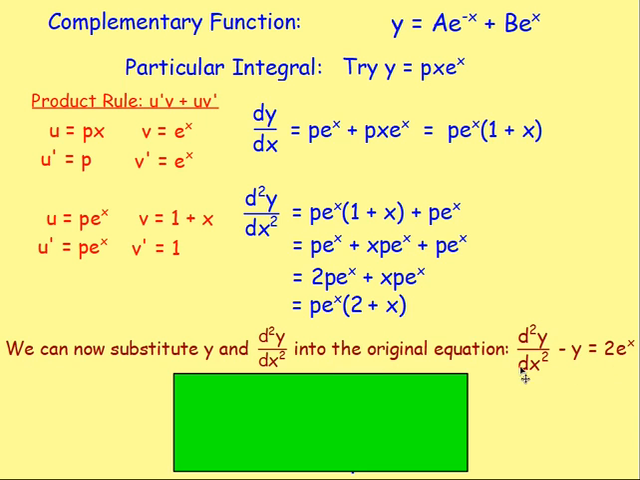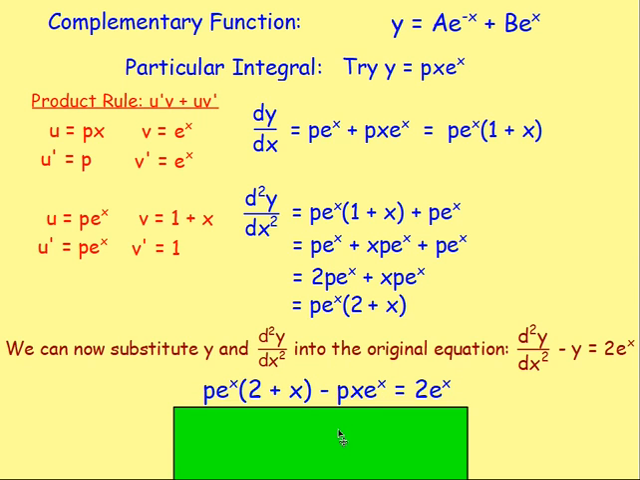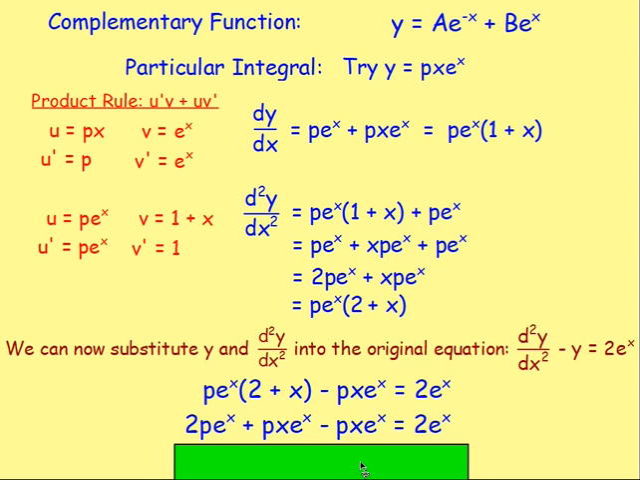It means then that we have y, we've got dy by dx, and we've got d2y by dx squared, so we can sub them into that original equation right at the start. So we're replacing d2y by dx squared with this, and we're replacing y with this. If we do that, then we will have p e to the power of x times 2 plus x take away px e to the power of x, and that would equal this right hand side. Multiply the brackets there, I have 2p e to the power of x plus px e to the power of x, take away px e to the power of x. Well, if you look at that, both this term and this term will cancel, leaving you with 2p e to the power of x equals 2e to the power of x.